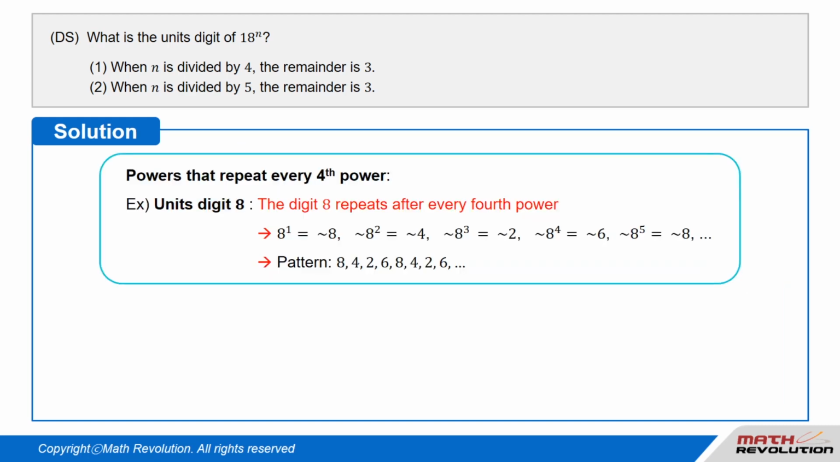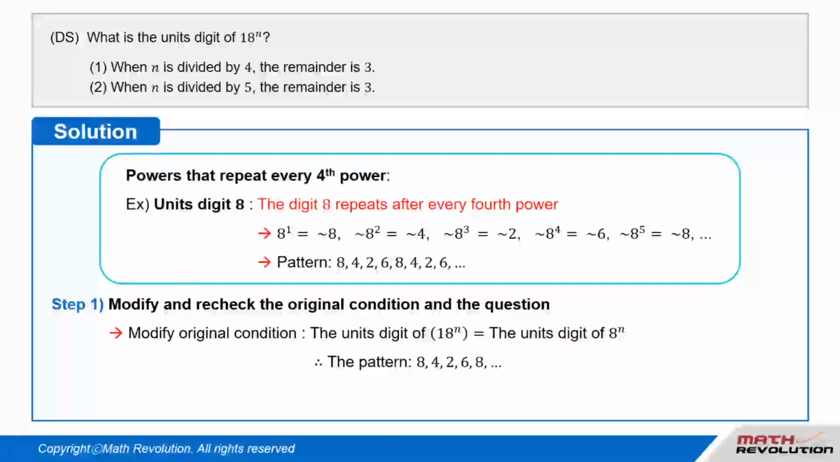Units digit 8. The digit 8 repeats after every fourth power. That is, 8 to the power of 1 equals 8. 8 to the power of 2 equals 4. 8 to the power of 3 equals 2. 8 to the power of 4 equals 6. And 8 to the power of 5 equals 8, and so on. Thus, the pattern is 8, 4, 2, 6, 8, 4, 2, 6, and so on.